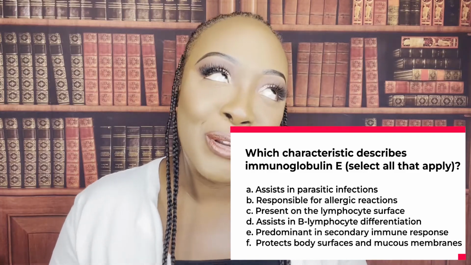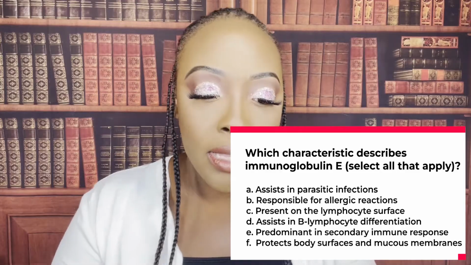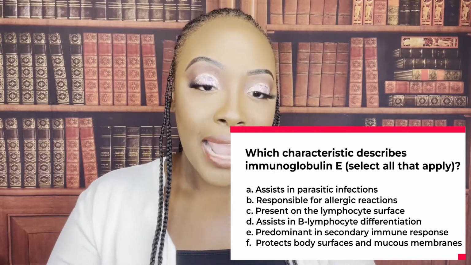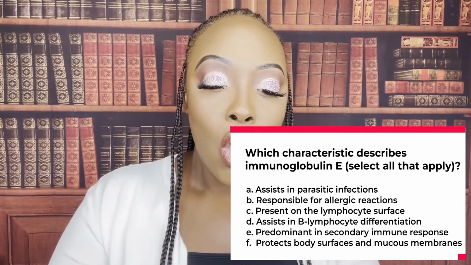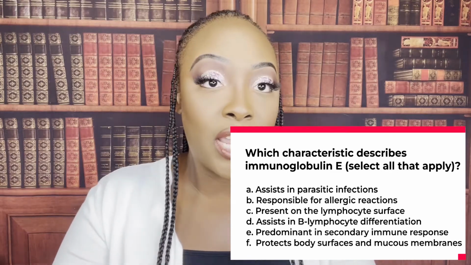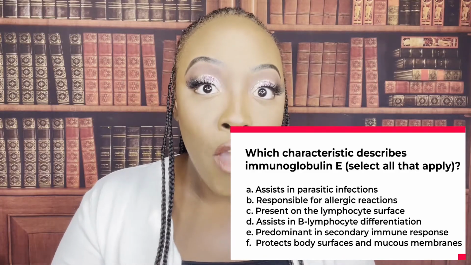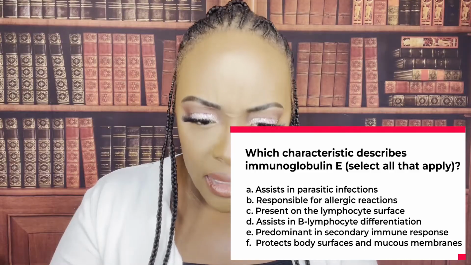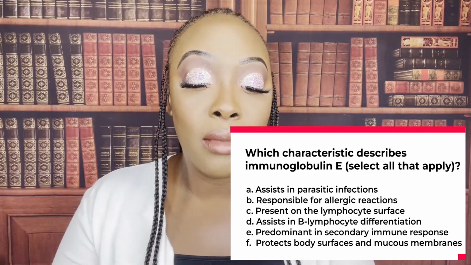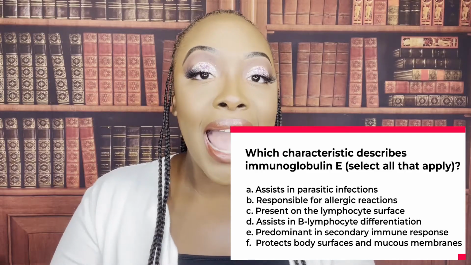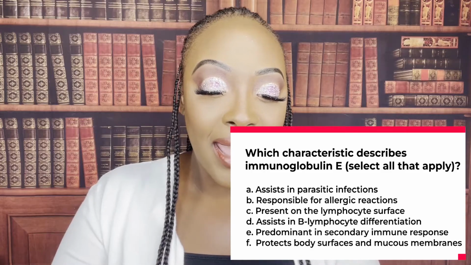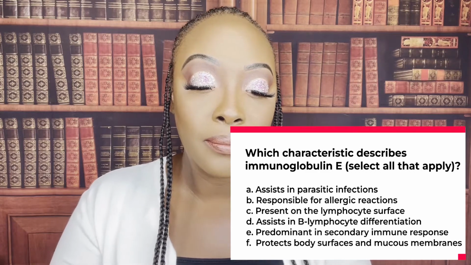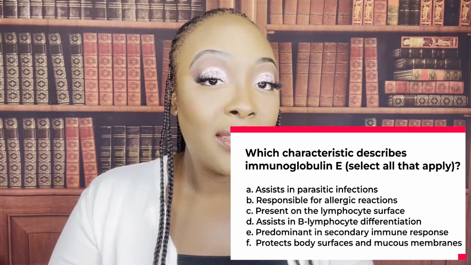What about B, responsible for allergic reactions? True, yes. What about C, present on the lymphocyte surface? False. That's IgD, as in delicious. What about choice D, assists in B lymphocyte differentiation? I gave you the answer two questions ago, guys. False. That's IgD, as in delicious. What about choice E? Predominant in secondary immune response. That's IgG, so that's false. And then last is F, protects body surface and mucous membranes. False. That's IgA.